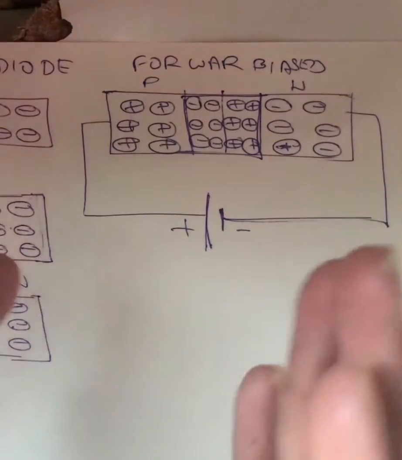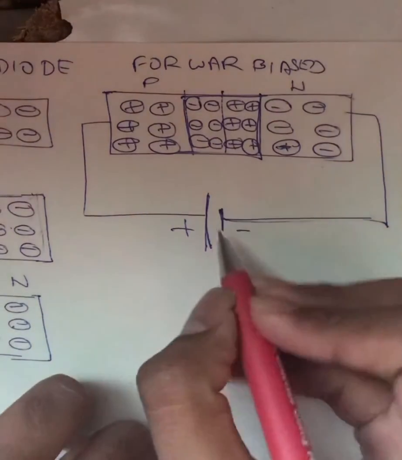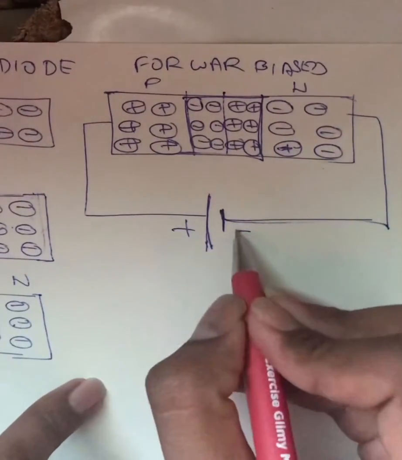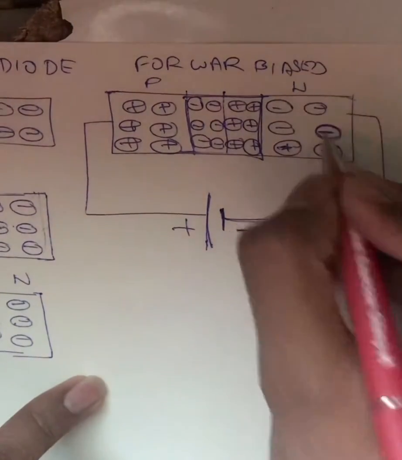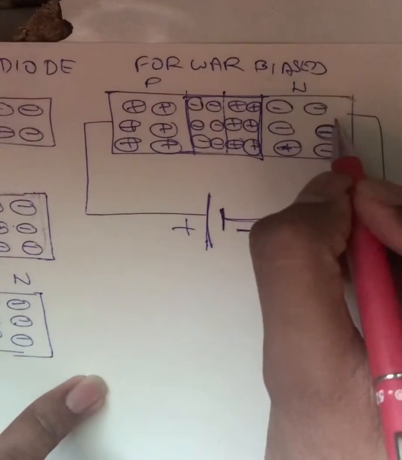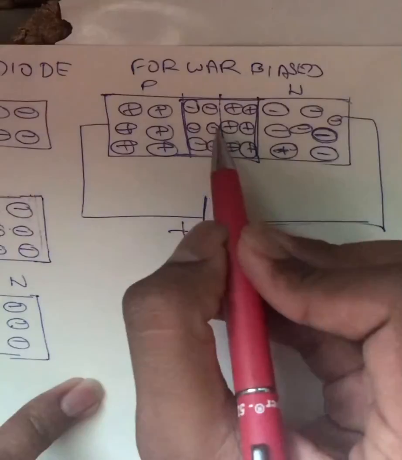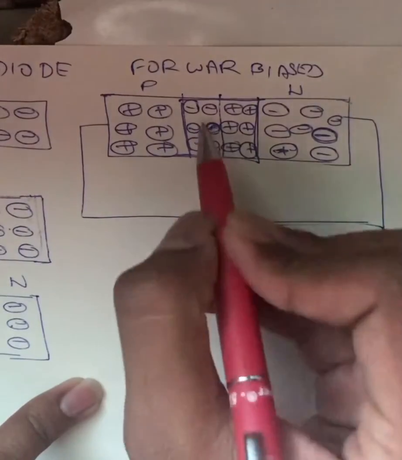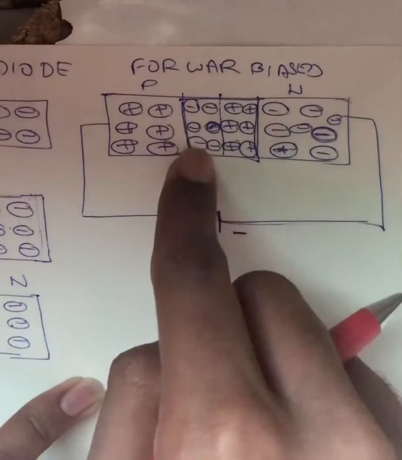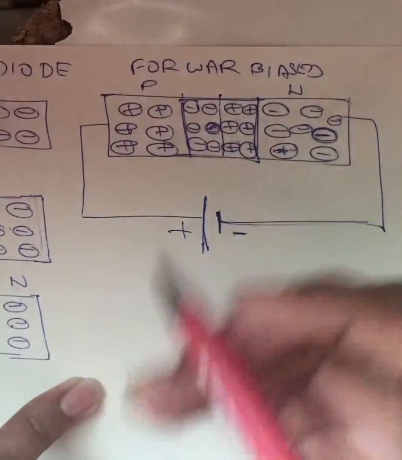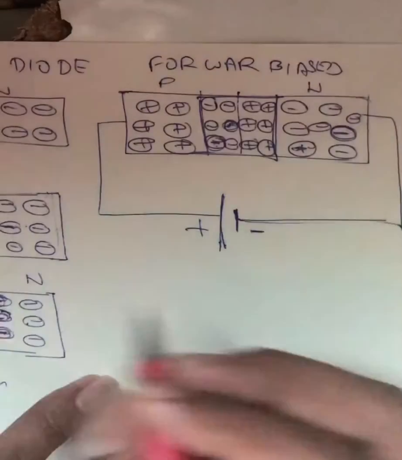In a PN junction in forward bias, how exactly the current flows is that the negative charge of the battery repels these electrons, due to which these electrons on this left side gain more energy and are pushed to overcome the repulsive forces offered by these electrons. As these electrons now have greater energy, they can overcome the repulsive forces offered by these electrons.